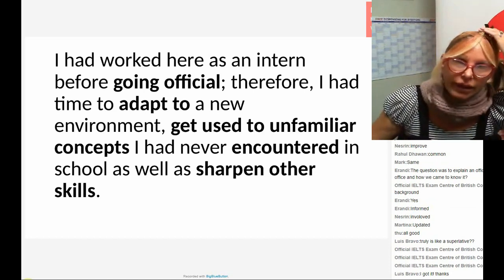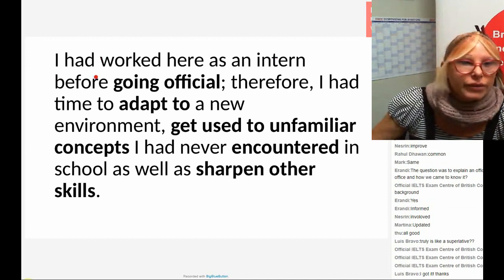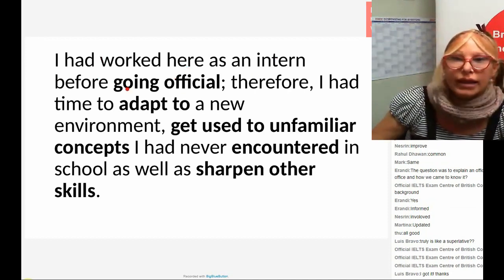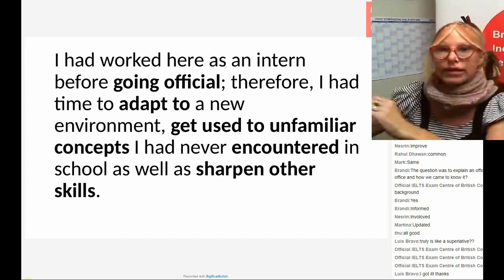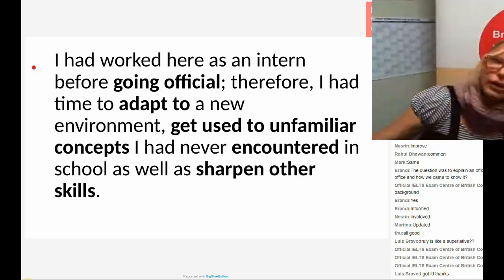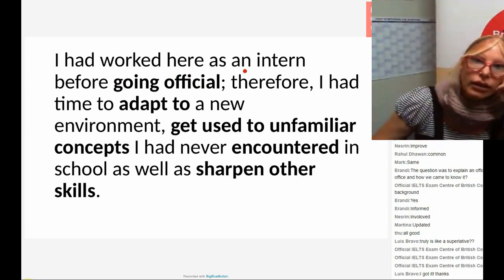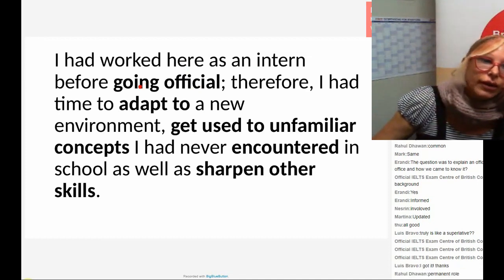Okay, so moving on now, we can see here that we've got a couple of idioms. I had worked here as an intern before going official. All right, going official. Now we think about going as a word where we're going somewhere, right? Like movement, like moving, walking, running. What does it actually mean in this sentence? Before going official. I had worked here as an intern before going official. Permanent role. Good. Yes, excellent.